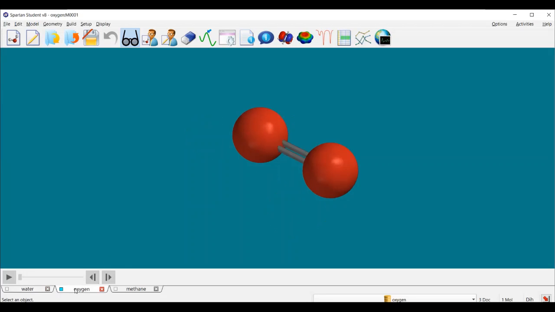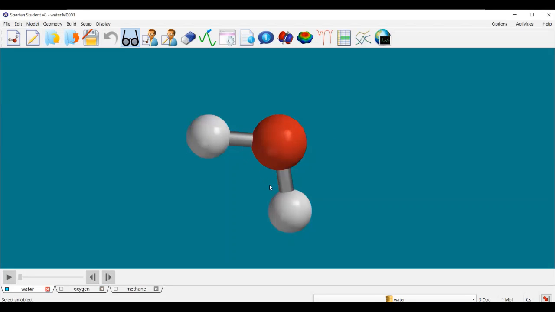Okay, now let's take a look at oxygen. So here's oxygen with just 2 atoms. And with just 2 atoms, it only has 1 bond. And so there's only one thing that bond can do. It can get longer and shorter, right? But if I look back at the water, I have 2 bonds. Okay, so let's take a look at the ways that this can move.